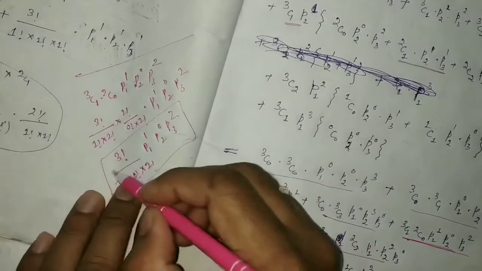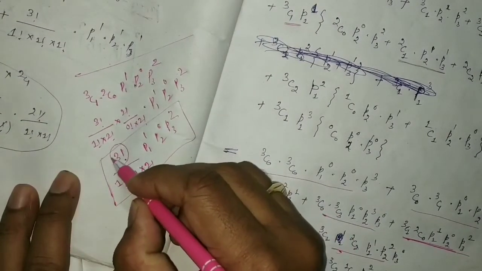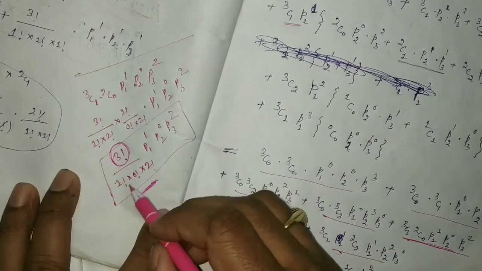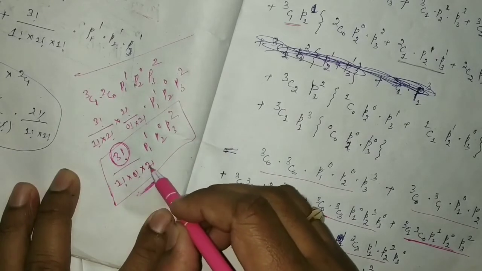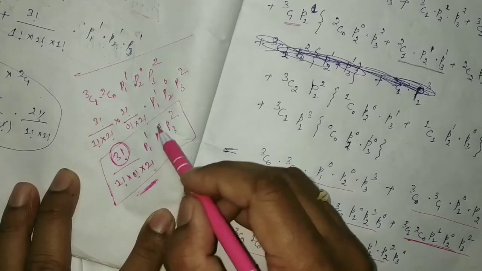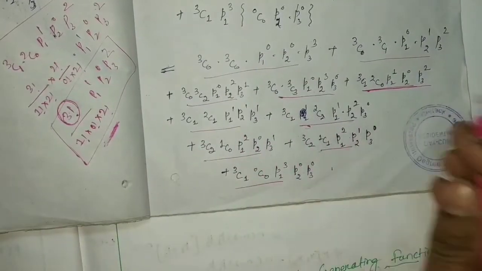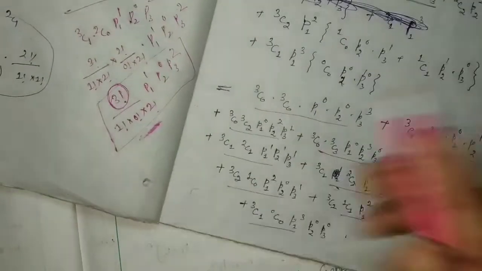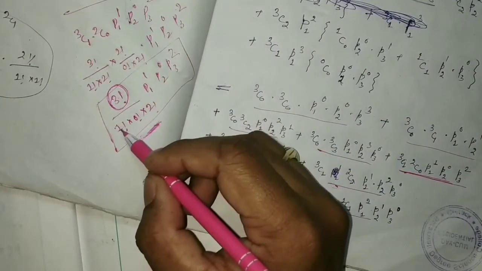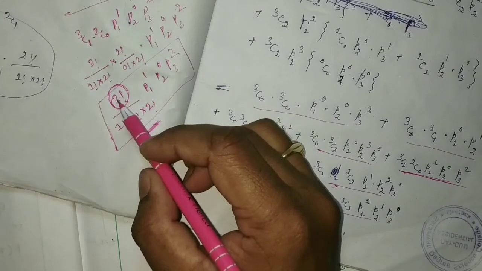So this is nothing but, in general we can write n factorial. Here you can add 1 plus 0 plus 2, how much? 3. 1 plus 0 plus 2 is also 3. So in general, any term you can check, whenever you add these x1, x2, x3, it will give you 3.